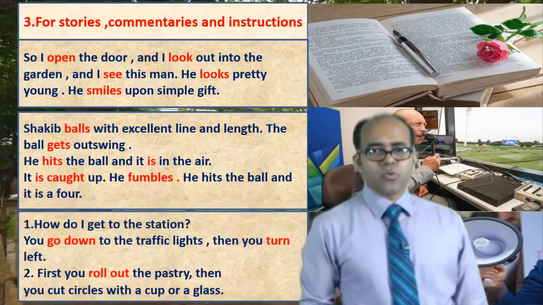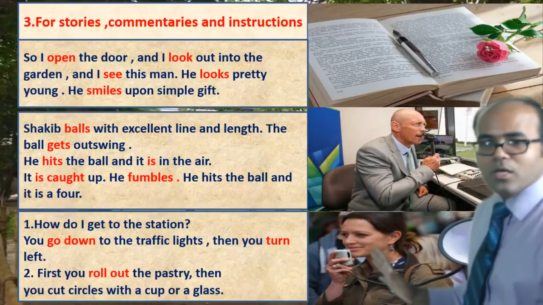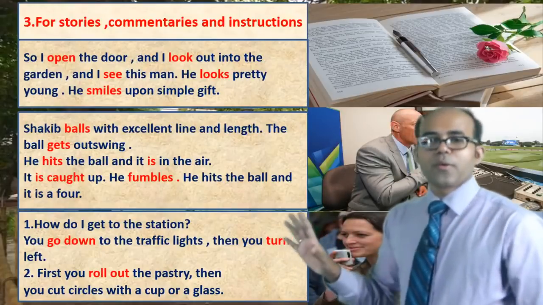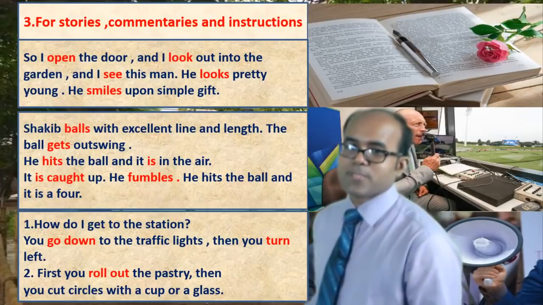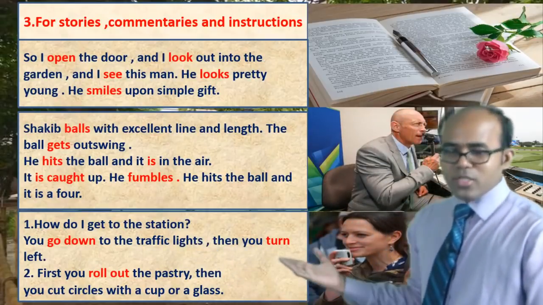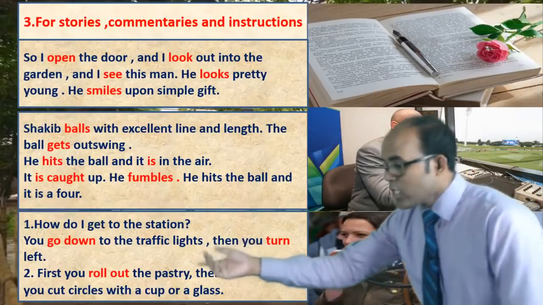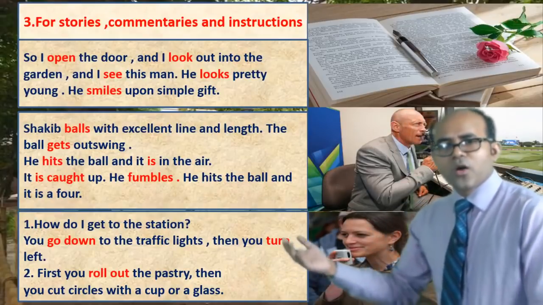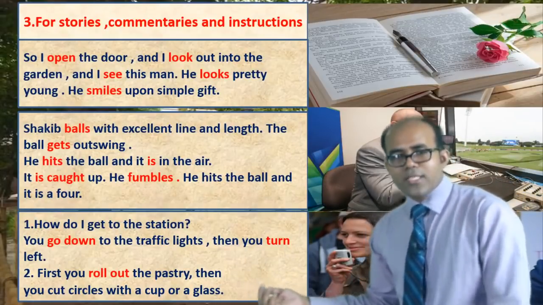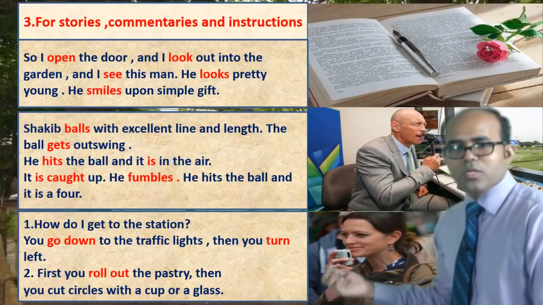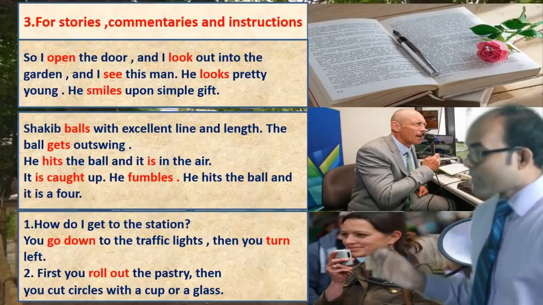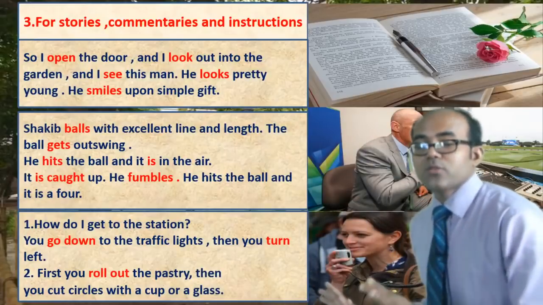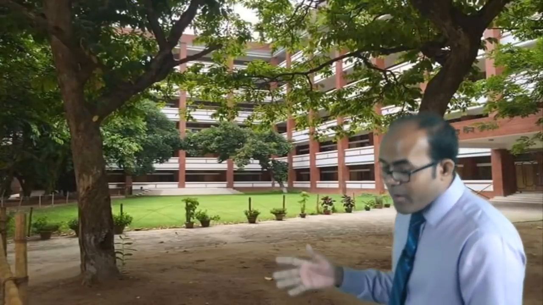Even for instructions, when you give instruction to some people, when we instruct, like you will do the work this way, first get off here, sit here, do it this way, we can use simple present tense. See, how do I get to the station? Now you just give instructions. You go down to the traffic lights and then you turn left. First you roll out the pastry, then you cut the circle with a cup or a glass. Dear learners, so when we instruct somebody, it doesn't mean all the time, but we can use simple present tense. There are other uses.